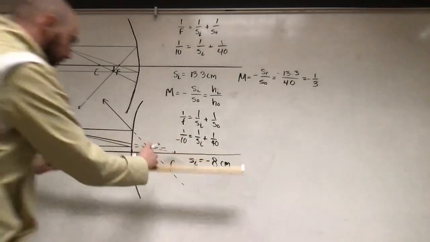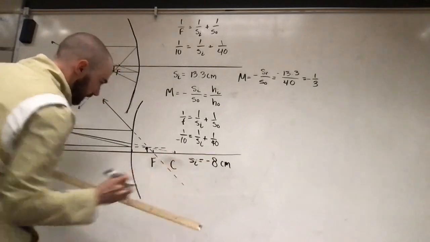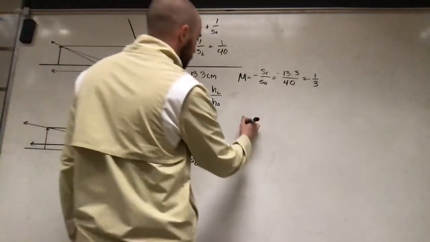Let's go ahead, measure it. Look at that, it's a little bit inside of F. I'll measure from 60 here. What do you know, right at 68. That's pretty good. Do the same thing for magnification.